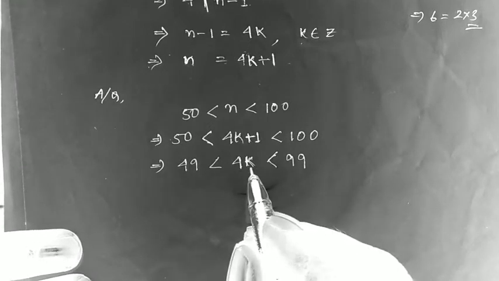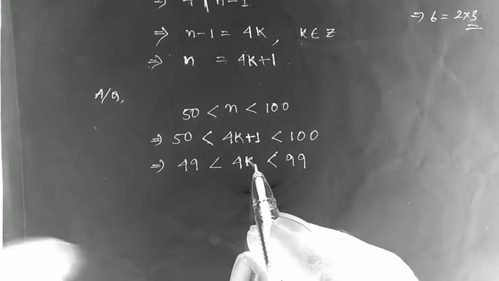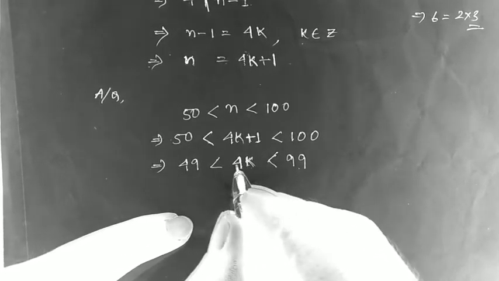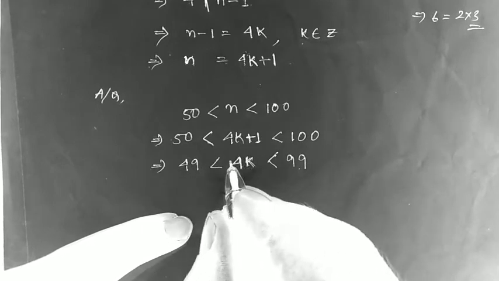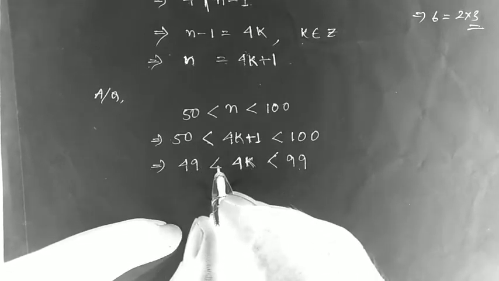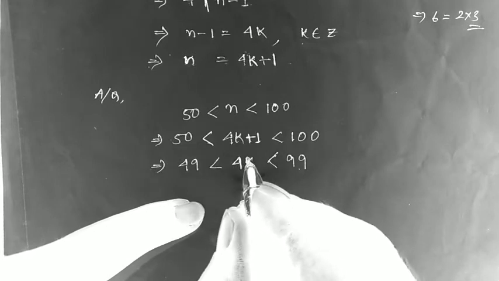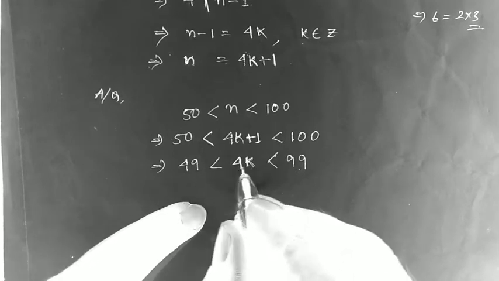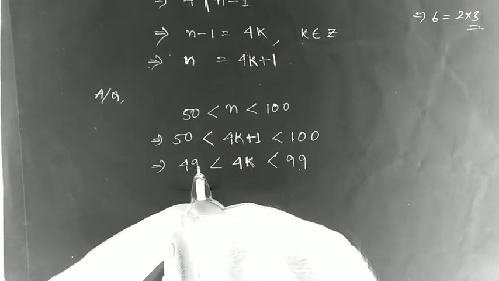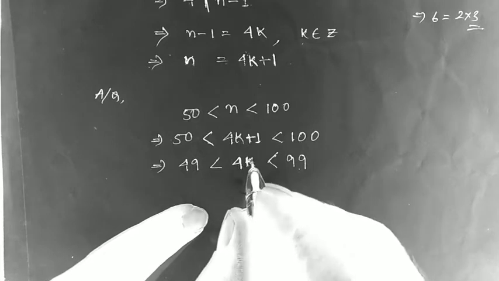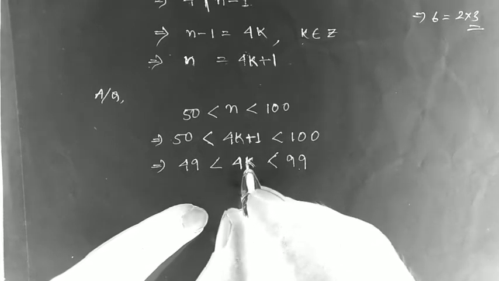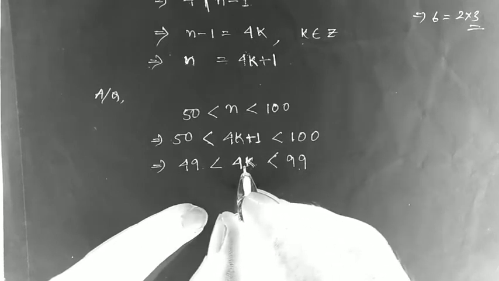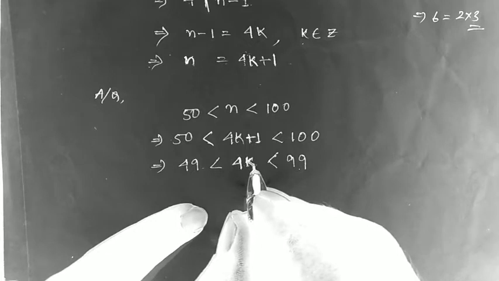So what will be the possible values of k so that it satisfies this inequality? Now see, since 4 is multiplying with k, the value of 4k should be greater than 49. So what value do we have to put? First value, clearly, 4 12s are 48, which is less than 49, so it doesn't satisfy. If we consider k as 13, then 4 13s are 52, which is greater than 49. That means the first value of k is going to be 13.